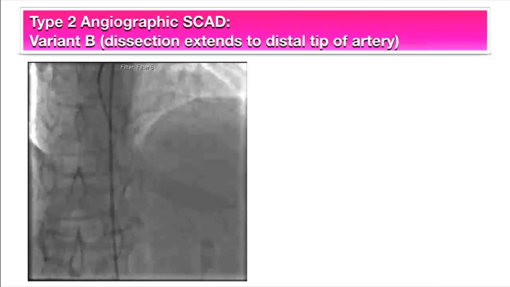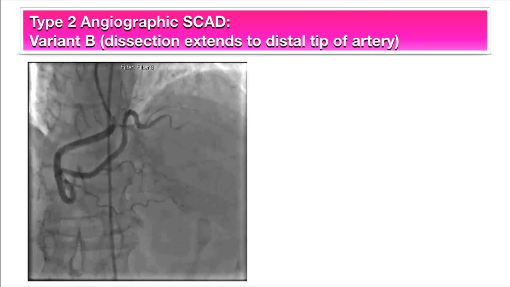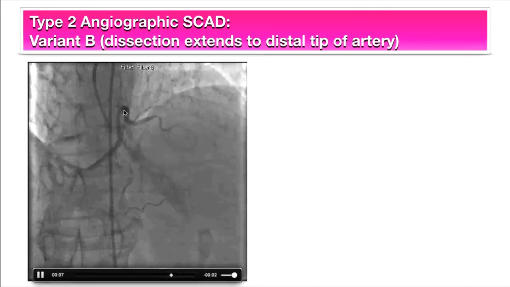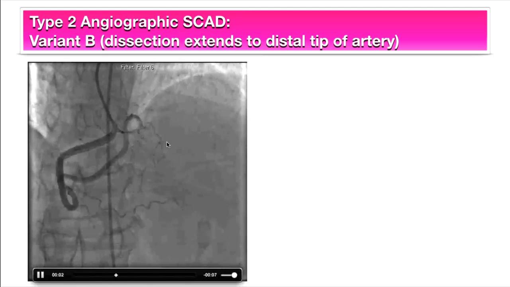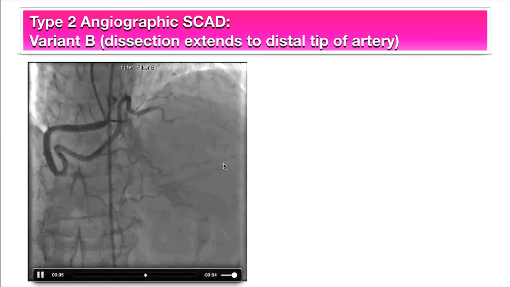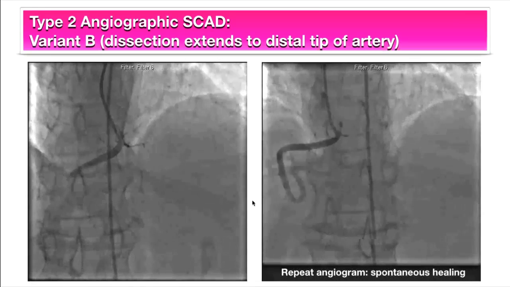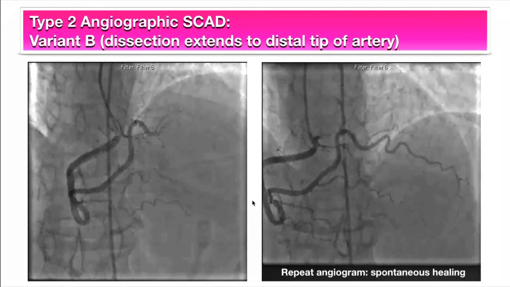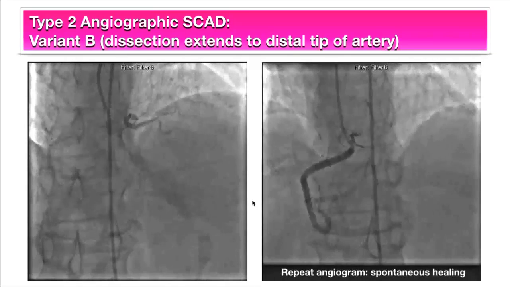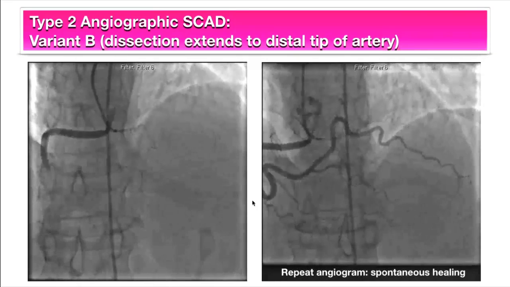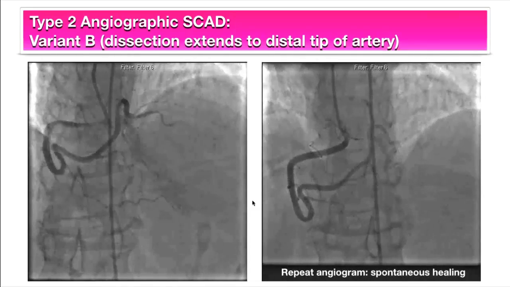Variant B involves a dissection that extends to the distal tip of the artery. So in this example here, you can see the stenosis coming from the mid-segment of the right posterolateral branch that extends to the very tip of the vessel. Now, this variant can be missed because of misdiagnosis or calling it normal tapering. And here's the example several months later showing spontaneous healing, and you can see the clear difference between the left panel and the right panel.